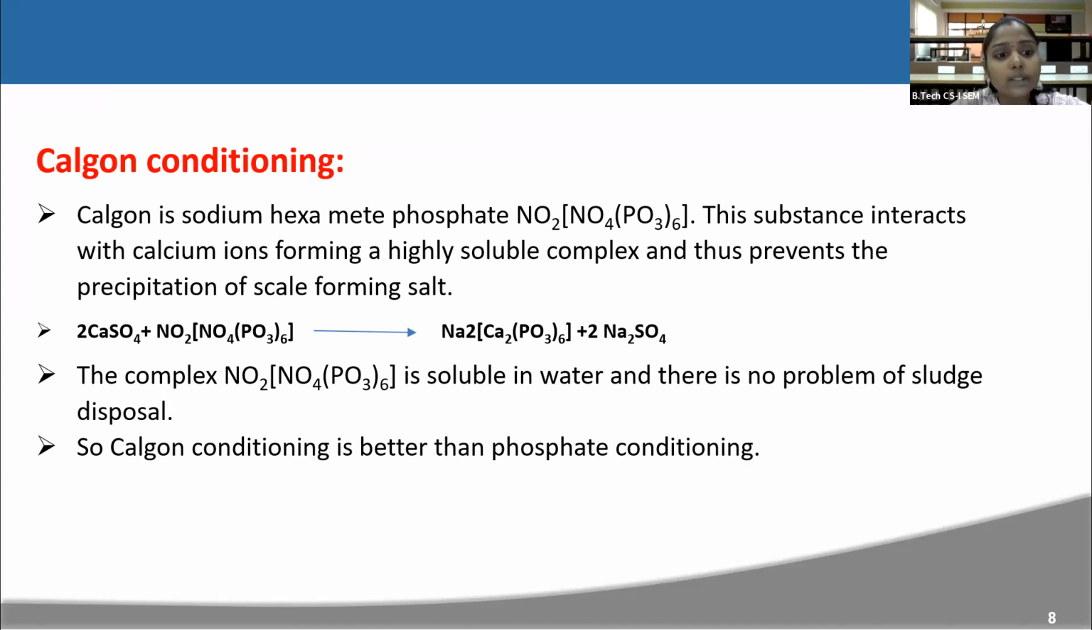So how does colloidal conditioning prevent scale formation? The process involves addition of sodium hexametaphosphate to boiler feed water. It prevents the scale and sludge formation by forming a highly soluble calcium hexametaphosphate complex compound with calcium sulfate.